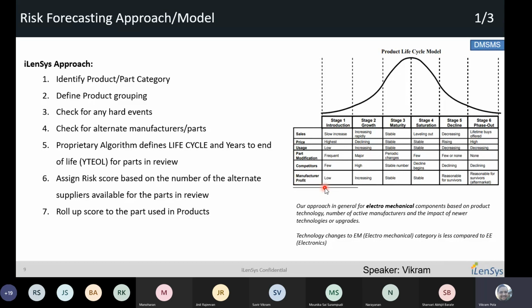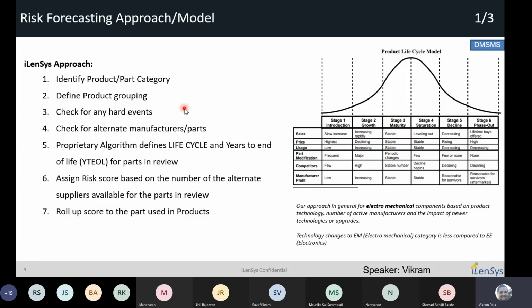So if your product falls in a stage 2 category, which means it has to go through 4 phases, which means it's still in an initial stage. So you may need to select a part with at least 8 to 10 years. So from the iLenSys standpoint, how are we going to do this risk forecasting?